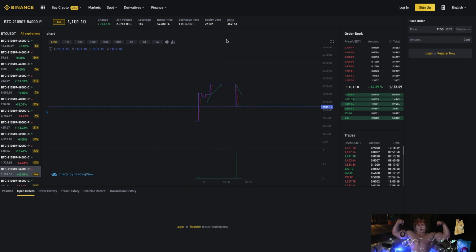We're looking at puts. The reason we're looking at puts is because I use puts to hedge my Bitcoin. And even though calls are more intuitive for maybe speculators, I think that put options are actually more useful. I'm going to go to Deribit because I think it might be a little bit better to understand.